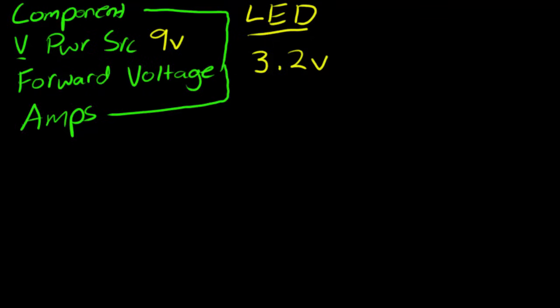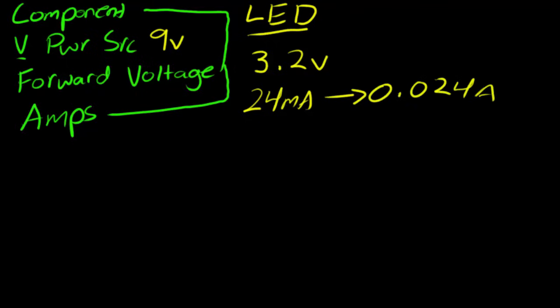And next we also have to have the amps that our component uses up. This is also found in the same way by looking up the manufacturer and the data sheet of your component. In my case, the LEDs that I have take up 24 milliamps. I'm just going to put mA. Now because this equation only works with amps, we have to convert milliamps to amps. 24 milliamps is basically 0.024 amps. And I'm assuming that you can figure that out. I just took my 24 milliamps and multiplied it by 0.001, and that'll get you amps.